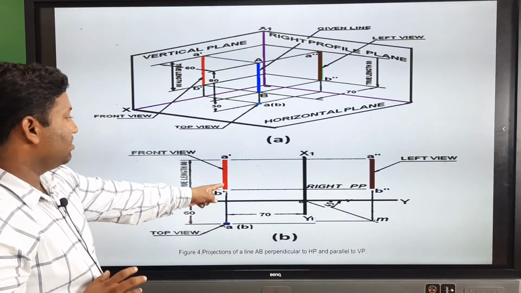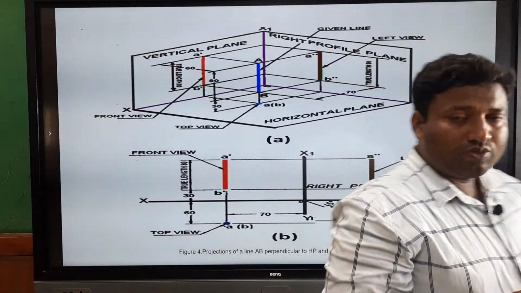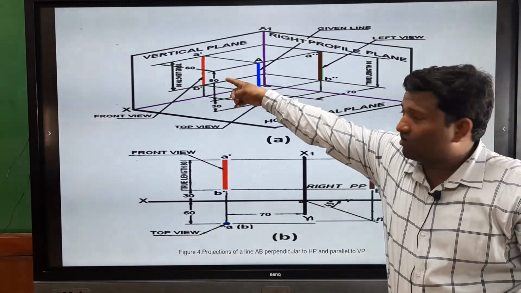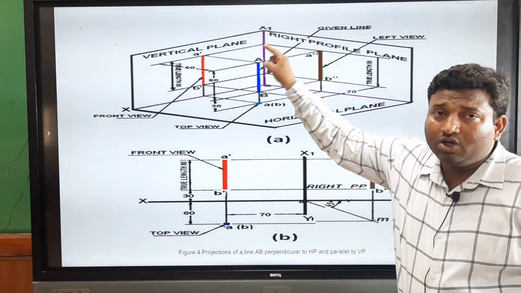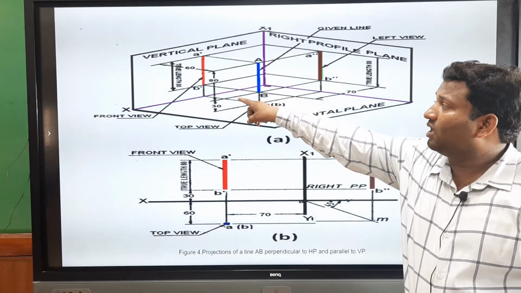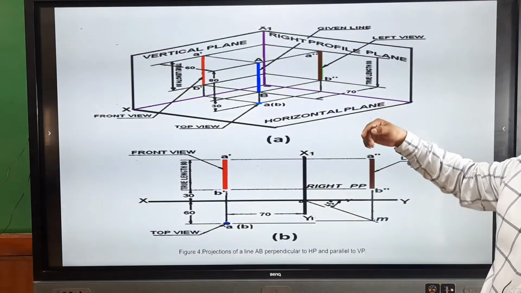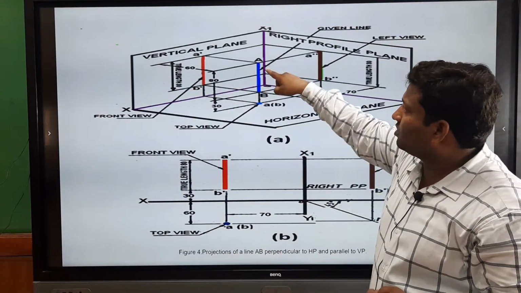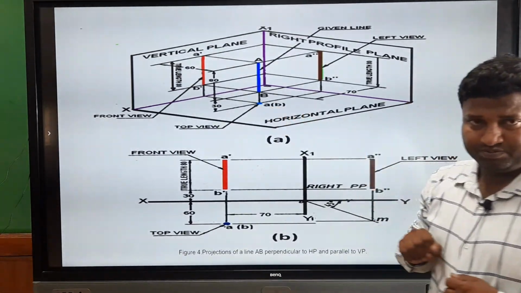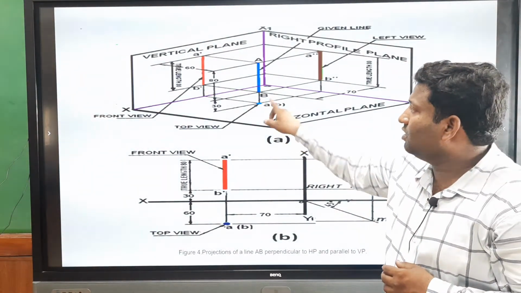If you see the red color line, when we view from the front view, this blue color line appears as the red color line, which is the true length, and this is the front view. That A complement, B complement, which is on the VP, is the front view. And when we view from the top, AB is represented like A in bracket B. This is the top view, which appears like a dot.